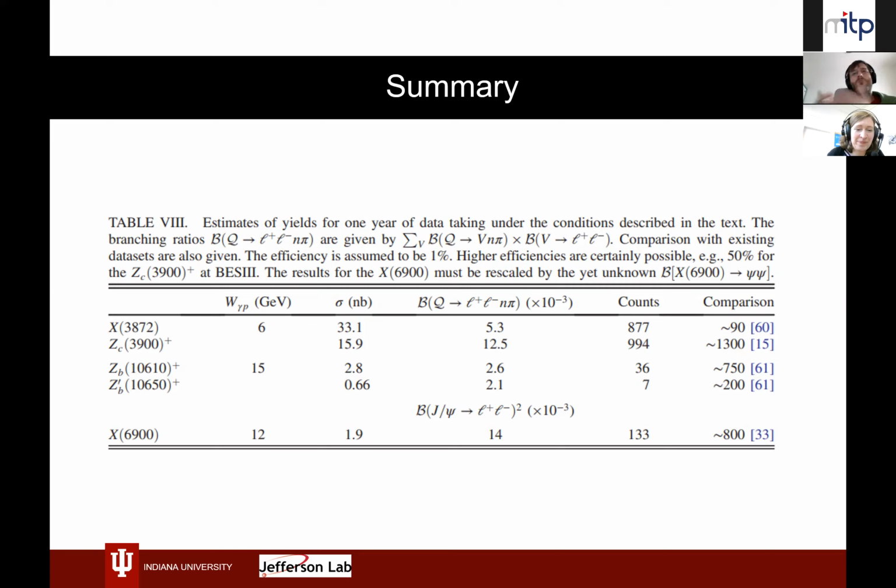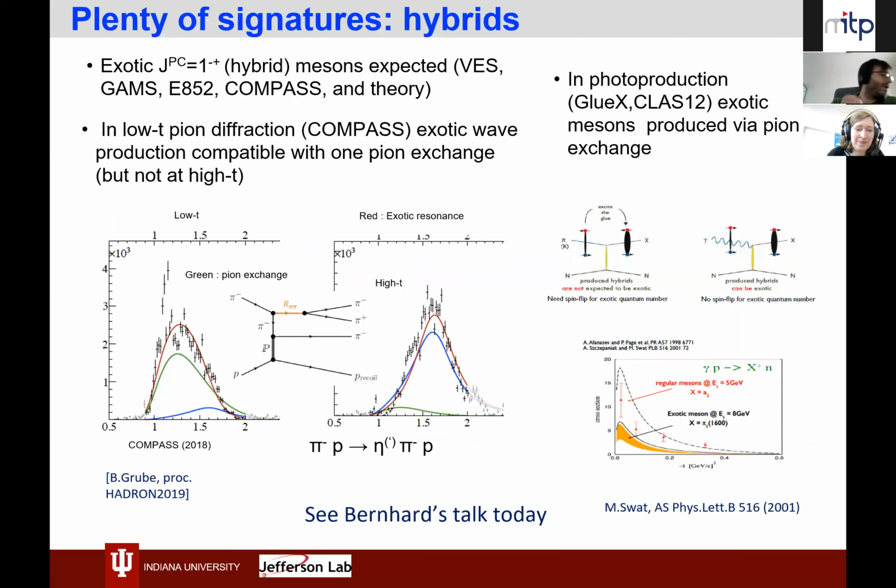And you can see that the X could actually be very nicely produced, and the Z3900 is also a possibility. We also explore the possibility of producing the X6900, also a pentaquark. I mean, some of them, but for instance, pentaquarks were not very promising for the electron collider, to be honest.